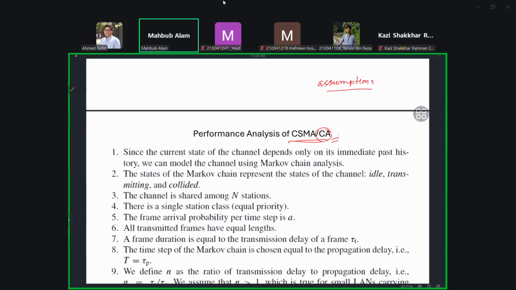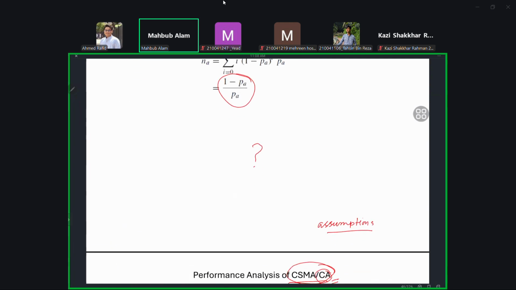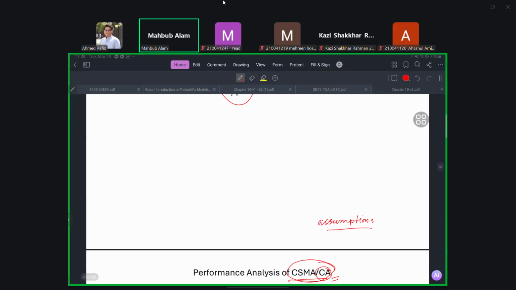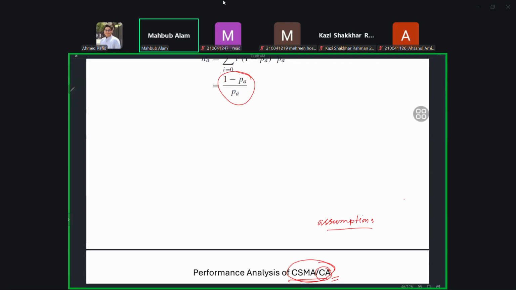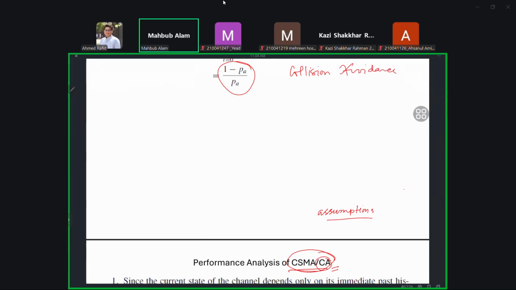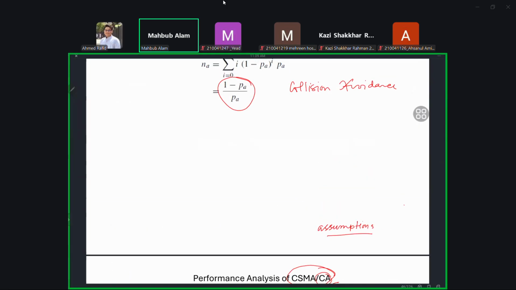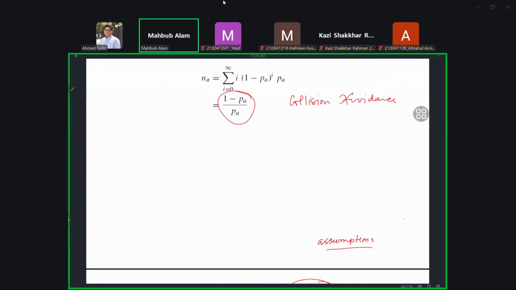Can anyone explain the CSMA-CA mechanism? What happens there in CSMA-CA? Especially, I want to know the collision avoidance part. Anyone? We need it. That's why, before going there, let me explain it.